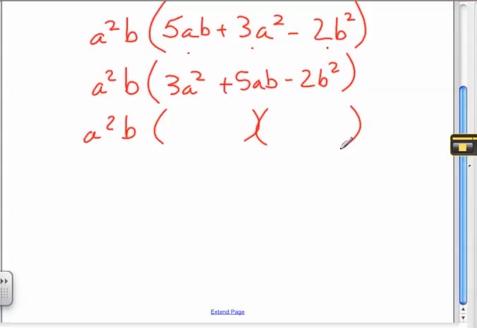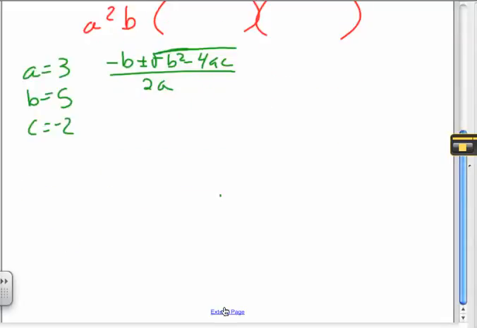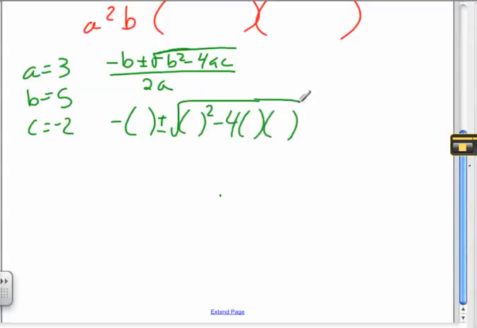All right? Well, let's do that. A equals 3, B equals 5, C equals negative 2. Good. Minus B plus or minus the square root of b squared minus 4ac all over 2a. Okay? Parenthesis, negative parentheses, plus or minus the square root of parentheses squared minus 4 parentheses, all over 2 parentheses.